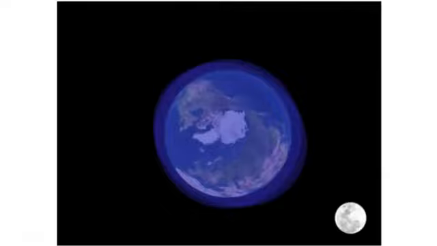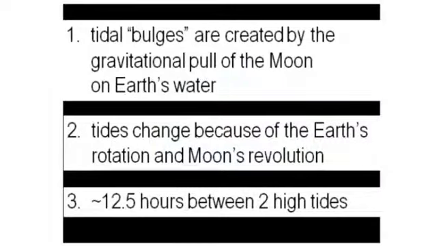So because of that gravitational pull, that's going to cause the water to rise in certain locations and fall in other locations. So this is called a tidal bulge. A tidal bulge is created by the gravitational pull of the moon on Earth's water. Tides change because of Earth's rotation and the moon's revolution.